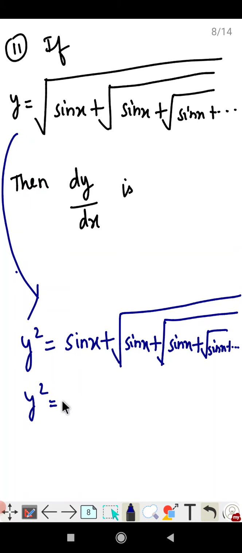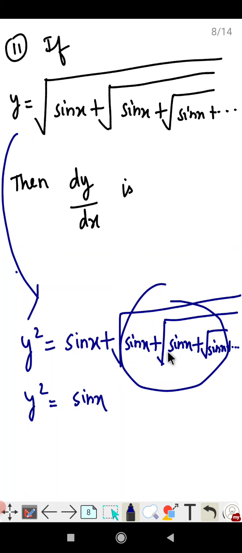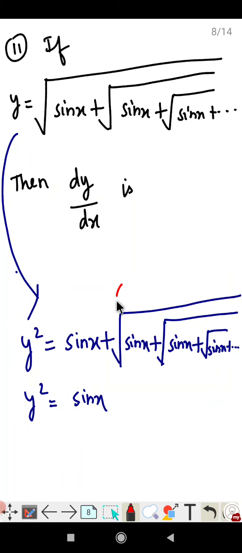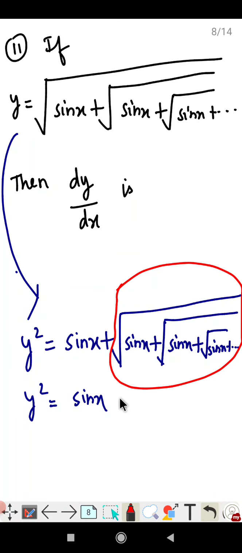So y square is equal to sin x plus this thing, and this thing is same as y because there are infinite number of terms. So here also infinite number of terms. So this thing is same as y. You see, y is equal to the same infinite sum. So finally we have the expression at the end.